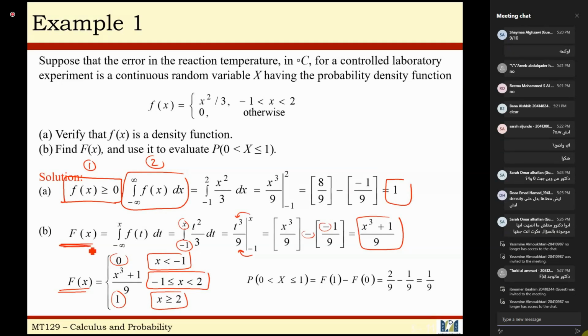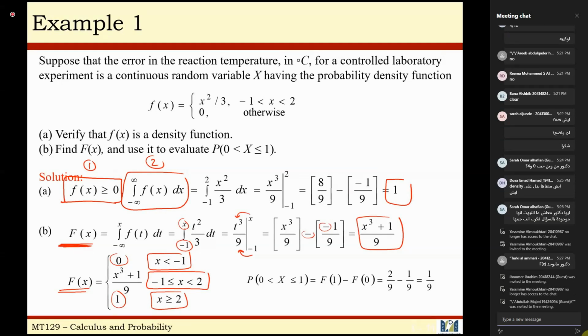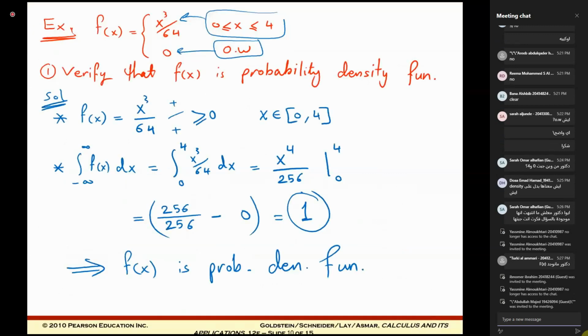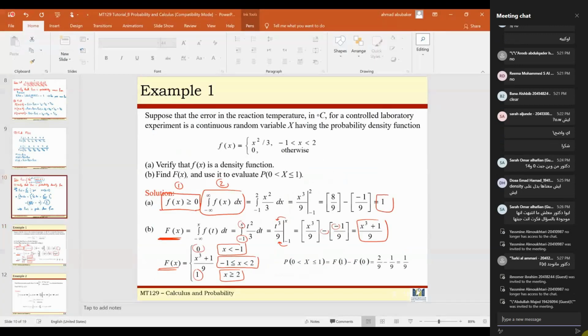هي إذا بدنا نوجد اف كابيتال ما عندنا مشكلة، بنقدر نوجدها. يعني في المثال الماضي هنا بإمكاننا نوجد اف كابيتال بكل سهولة في المثال الماضي. لو نيجي نوجدها، نحط new slide.